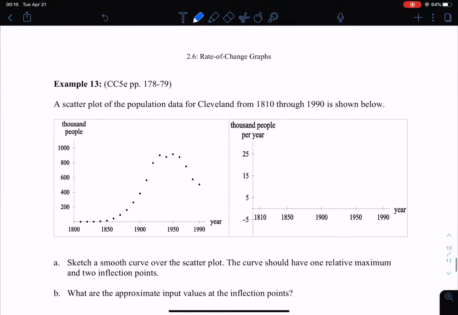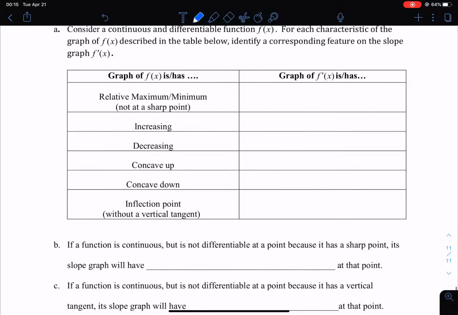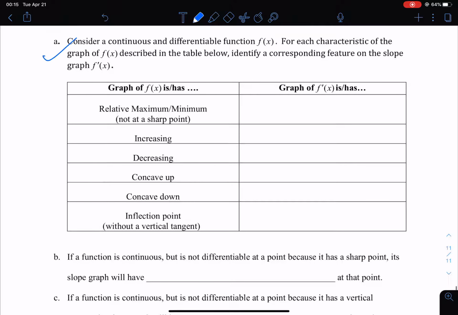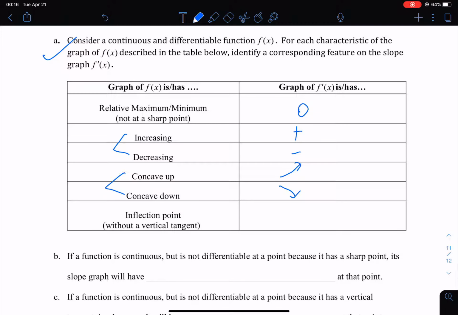And the last part is the last page of this section. Make sure you know this table; it is a very important table to help you find the correct slope graph. If the function has a relative maximum or relative minimum point, then the derivative in the slope graph is just 0. If the function is increasing or decreasing, then the slope graph is positive or negative. This is the direction; this is the concavity. If the function is concave up, then the slope graph is increasing. If the function is concave down, the slope graph is decreasing. If the function has an inflection point, then the slope graph has a relative maximum or relative minimum.